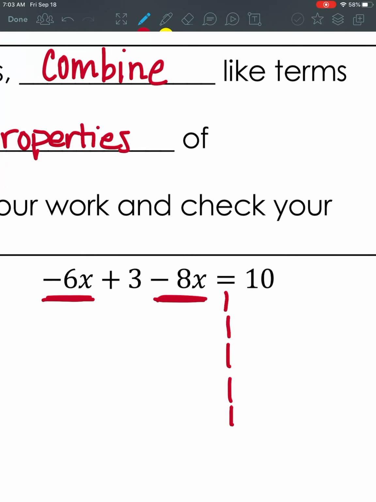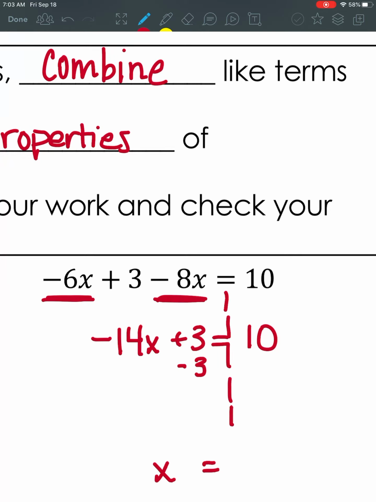If we can combine anything on one side, then we can do that. So negative 6x, negative 8x, those can combine to negative 14x. The plus 3, again, the constant doesn't have anything to combine with, so it stays, and then equals 10. So I rewrote the equation just combining the like terms, okay?